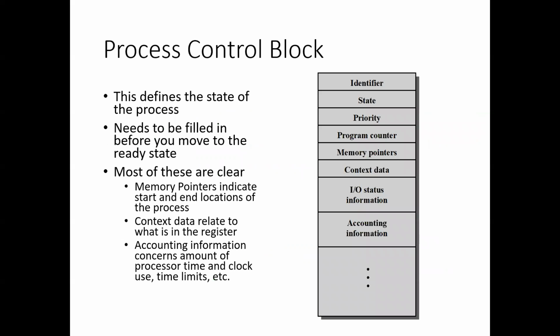So to do all this effectively, you need to know the state of the process. And this is done via the process control block. Now, most of the things that get recorded in this process control block are pretty clear. The memory pointers indicate the start and end locations of the process. Context data relate to what is in the registers, so you need to obviously save that if you're going to share things back and forth. And accounting information concerns the amount of processor time and clock use, time limits. Are you using too many system resources?